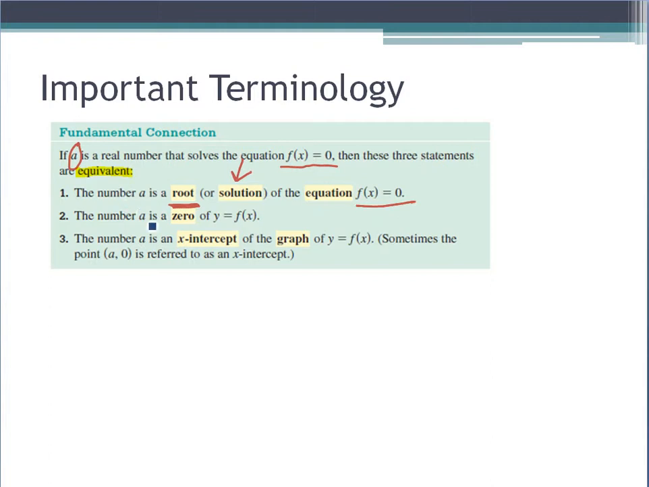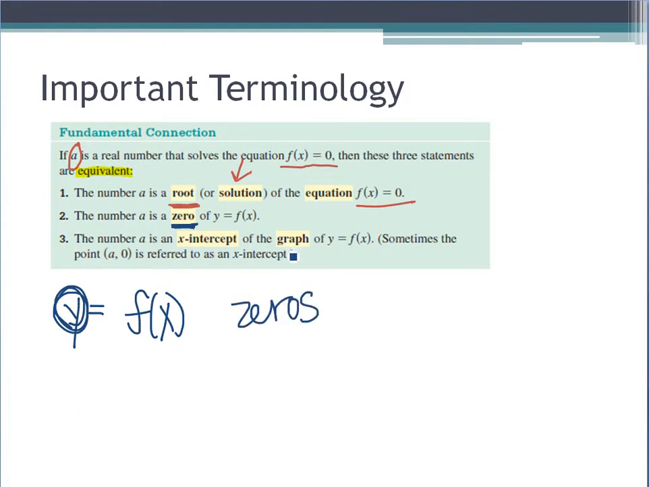The second one: a is a 0 of the function y equals f of x. So that's another one. If I have f of x equals y, so this is some function, and I let this y be 0, I get zeros.